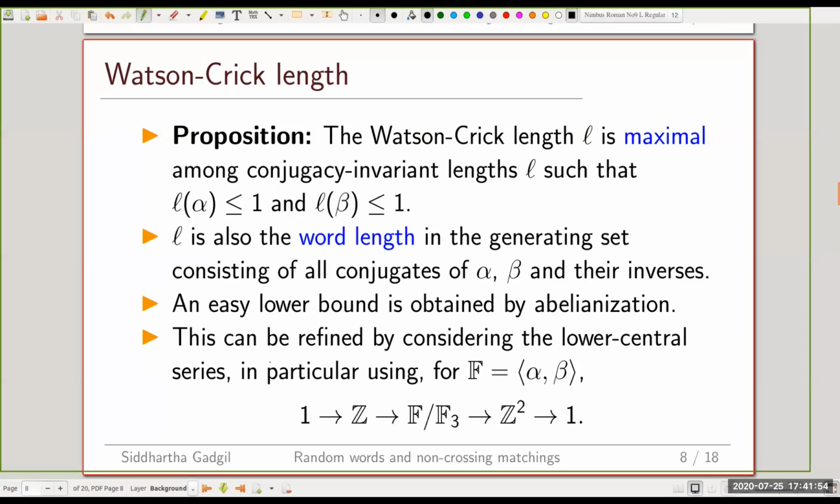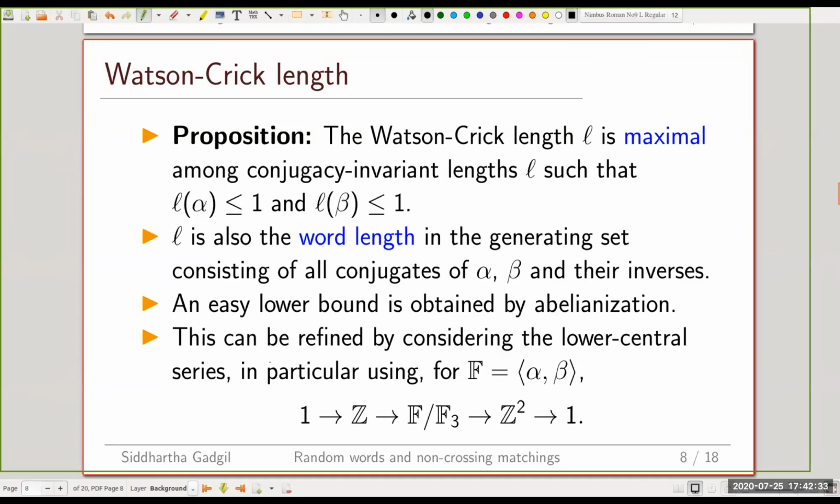It's in these papers. And it's the maximum among such length. It also has another purely algebraic definition. So the generators, of course, alpha, beta, and their inverses generate the free group. But I can look at a bigger generating set, which is not just alpha, beta, but its conjugates as well. And then I look at the word length, which is how many generators I need to write a given word. This is less than that in the original generating set because we have more generators, but it is a length. And this Watson-Crick length is also exactly the word length in this generating set.